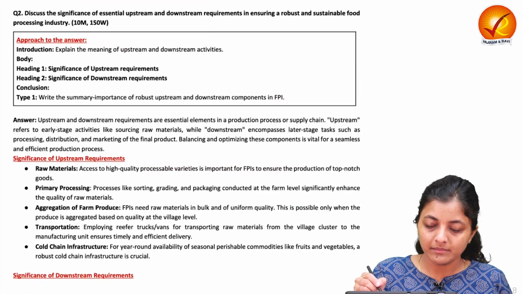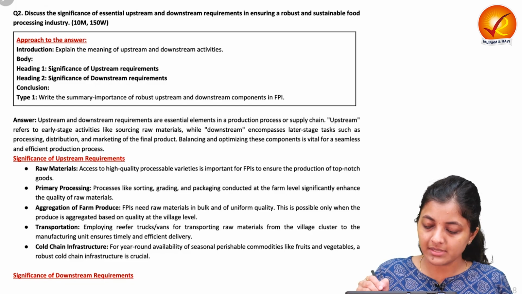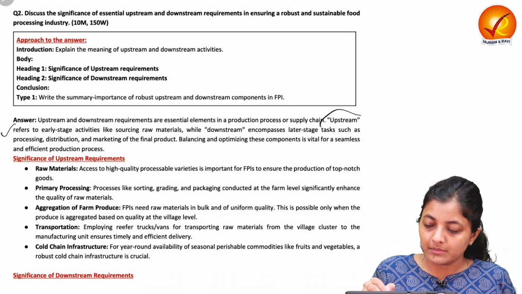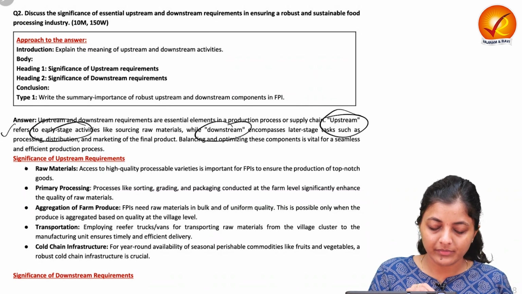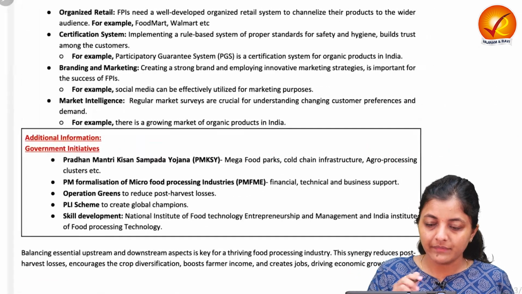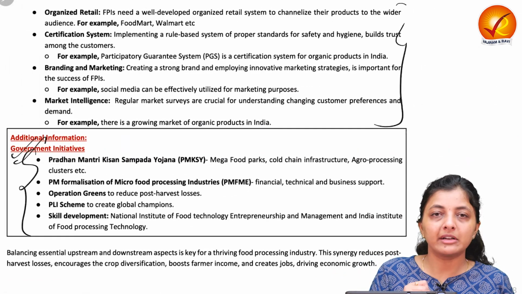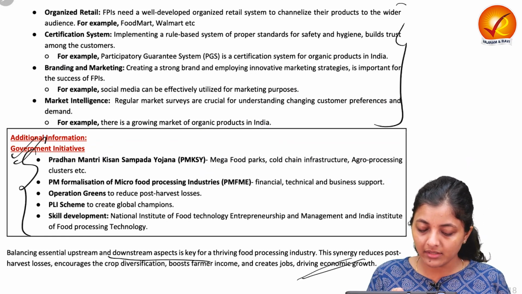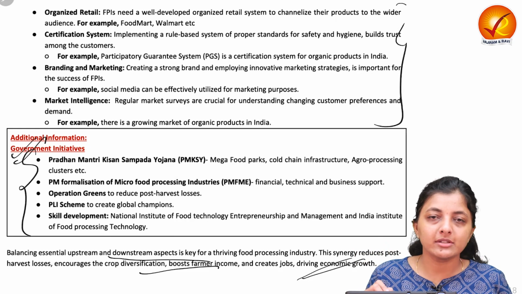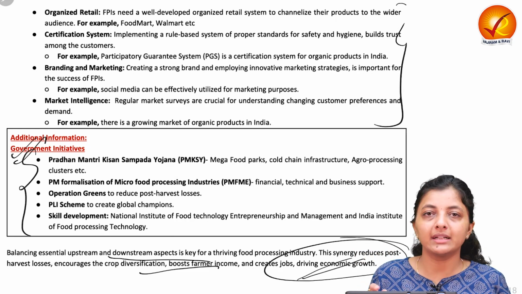Now let's take an overview of this model answer. The first is the definition of the upstream and the downstream, then the significance of the upstream, then the significance of the downstream, finally additional information regarding the governmental initiatives in this regard, and finally concluding the answer by writing about the importance of the upstream and the downstream and the FPI for the whole agriculture sector.